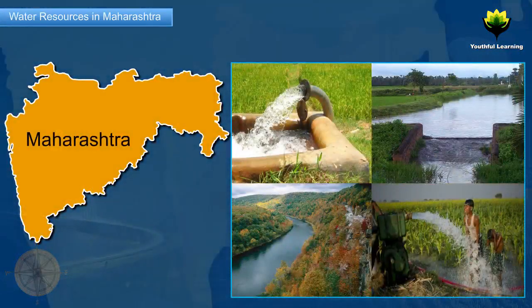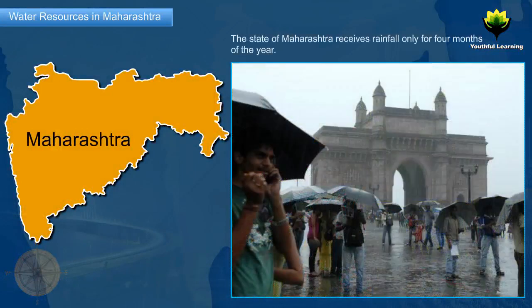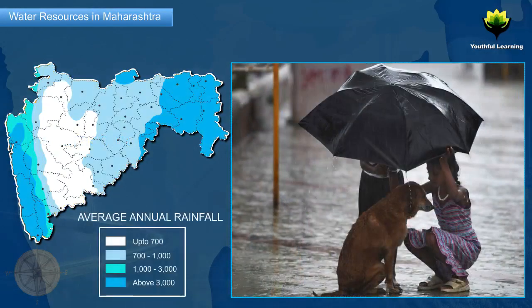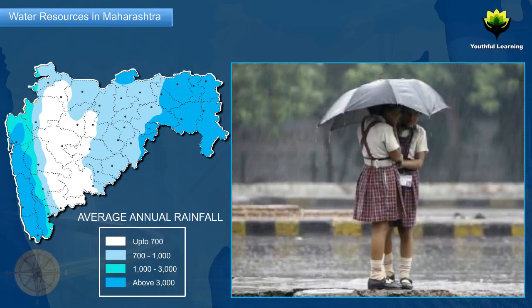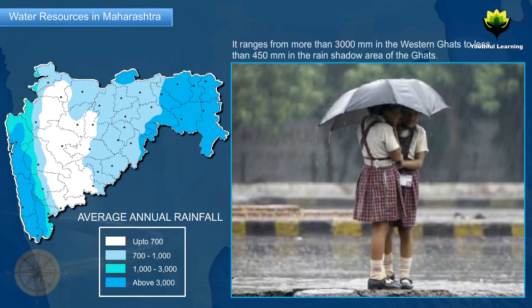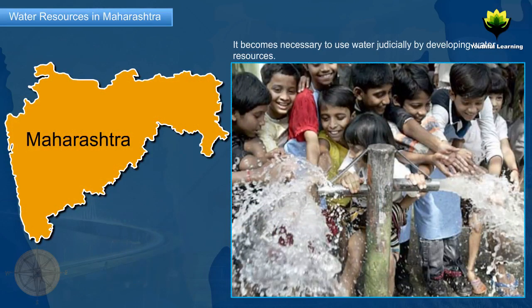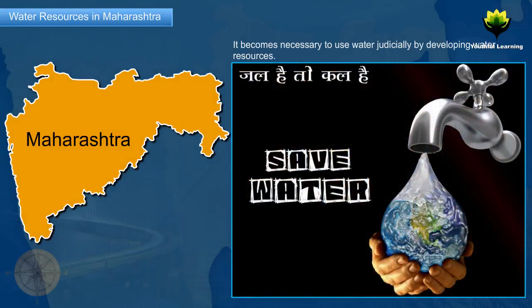Water resources in Maharashtra. The state of Maharashtra receives rainfall only for 4 months of the year. The map shows that the distribution of rainfall in Maharashtra is uneven. It ranges from more than 3,000 millimeters in the Western Ghats to less than 450 millimeters in the rain shadow area of the Ghats. Thus, it becomes necessary to use water judiciously by developing water resources.